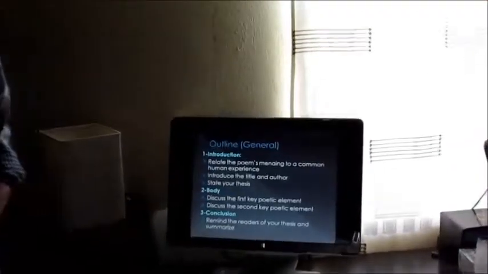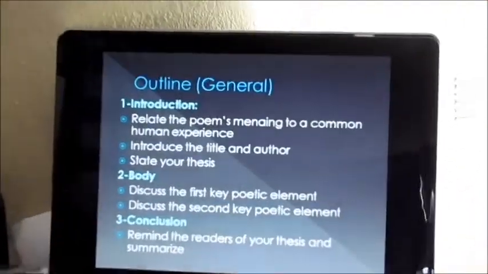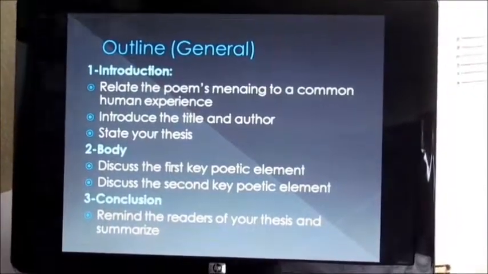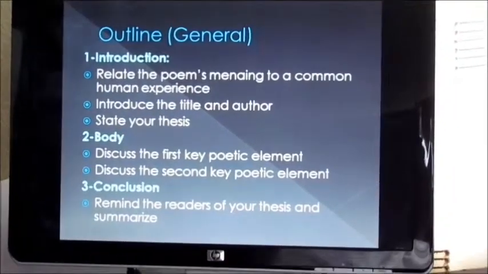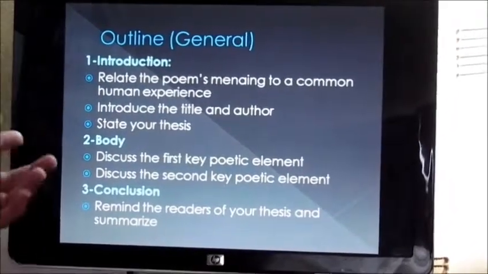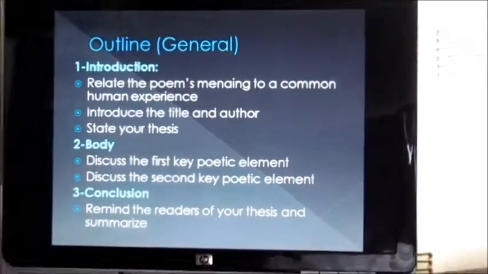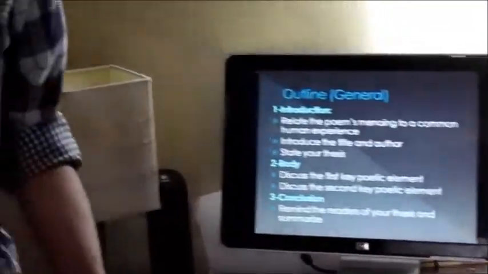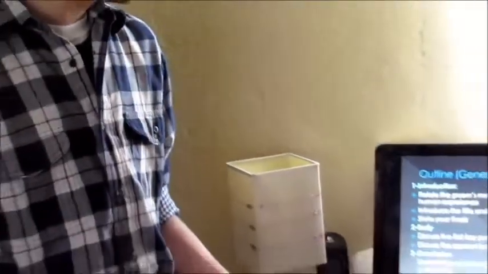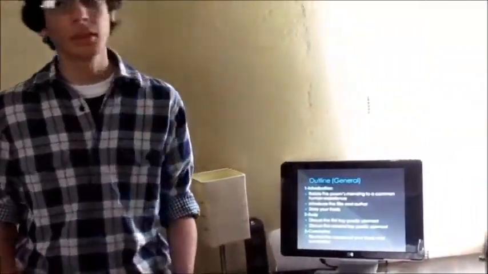Here we have the general outline. In the introduction, you will relate the poem to a common human experience that most people have, and then you will introduce the title and author. Here, you can put a little bit of the biography of the author, the most important facts about him, and then you will state your thesis.